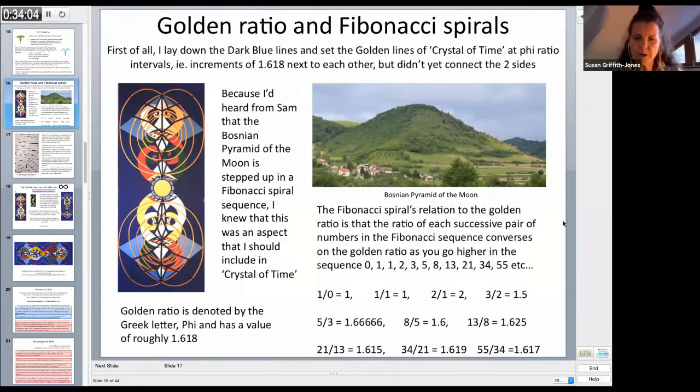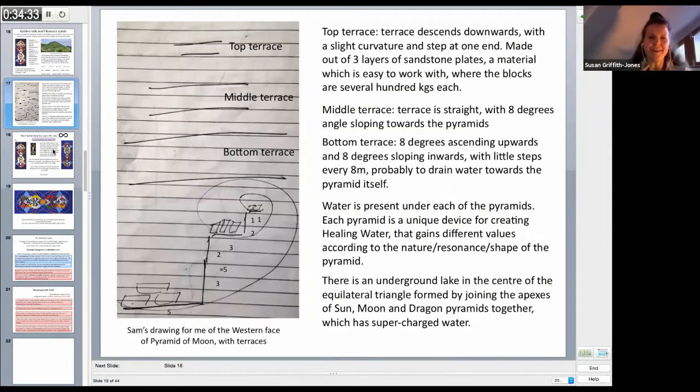But when you divide the number ahead by the number before, so 1 over 0 is 1, 1 over 1 is 1, 2 over 1 is 2, 3 over 2 is 1.5, etc. As you go higher up the sequence, by the time you get to 55 over 34, it's getting pretty close to the golden ratio, and it gets more and more close to the golden ratio the further you take that equation.